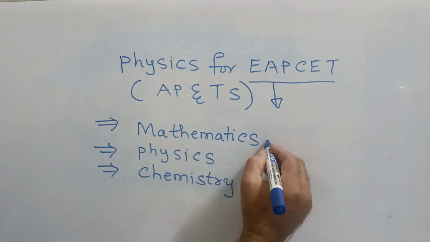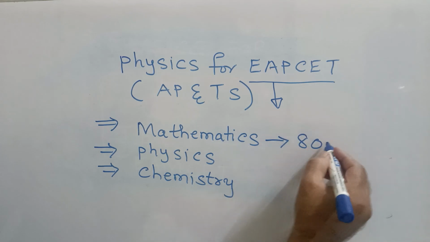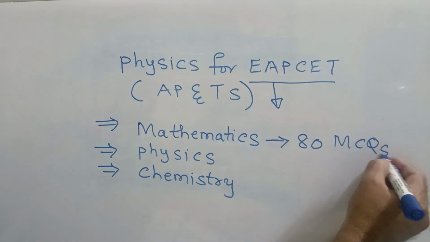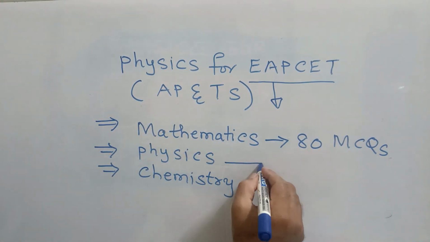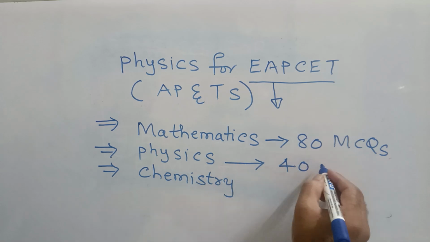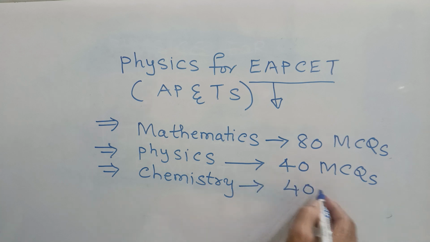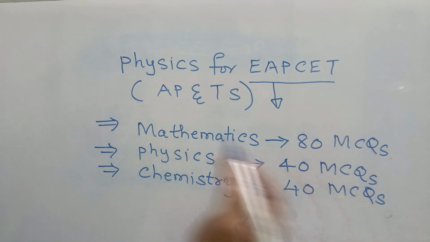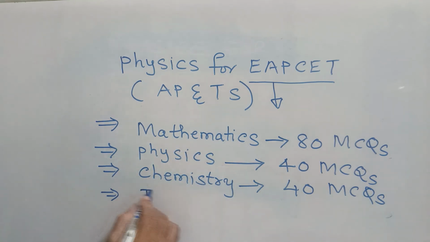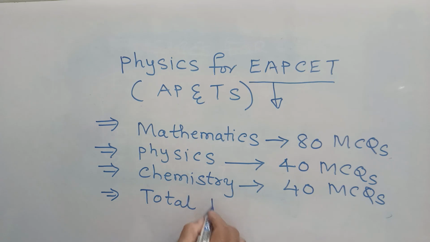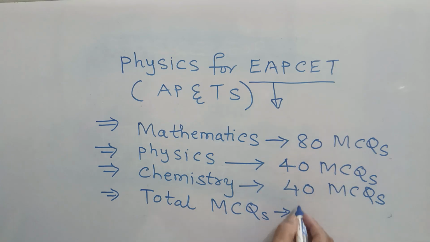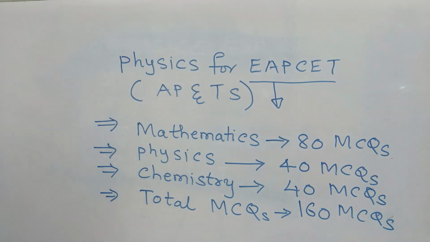Here from mathematics you will get 80 multiple choice questions, MCQs, and from physics you will be asked 40 multiple choice questions, and from chemistry another 40 multiple choice questions. Total MCQs are 80 plus 40 plus 40, that is 160 MCQs. This is the structure of the EAP set examination.